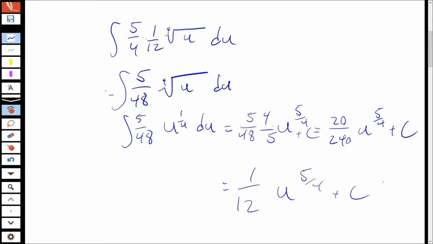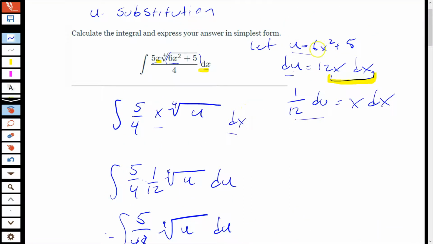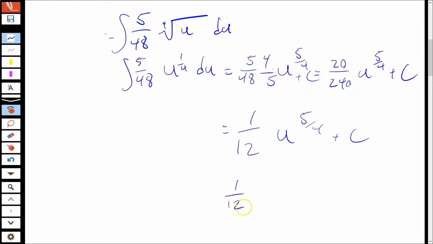Now, we're almost done, but we want to put this in the same variable that we started with, right? So instead of saying u, I'm going to replace that with 6x squared plus 5. So here's my final answer. So that's my indefinite integral. This would be a great time to pause and just make sure you followed all that.